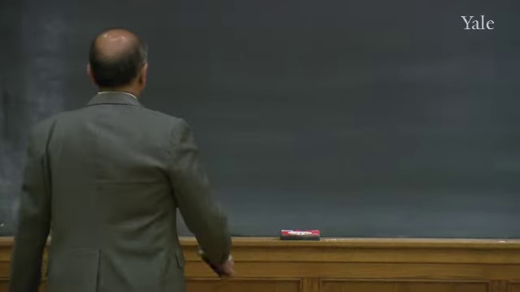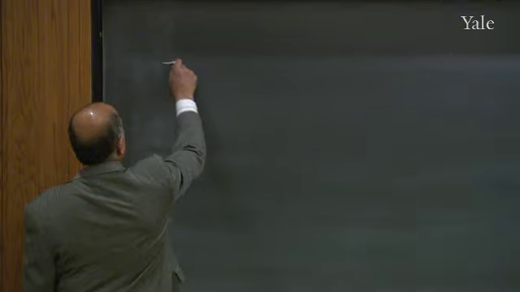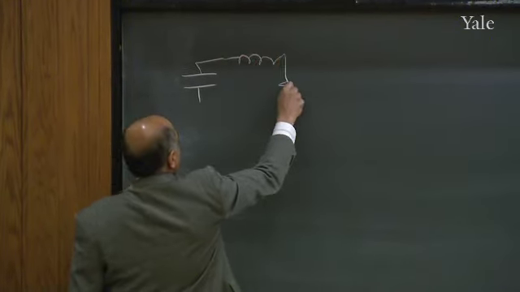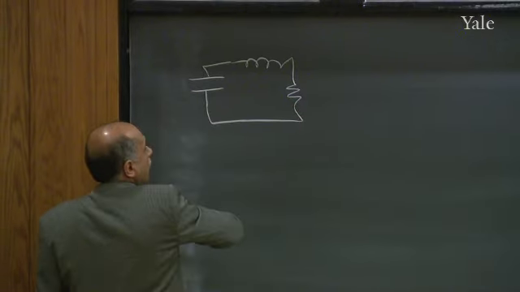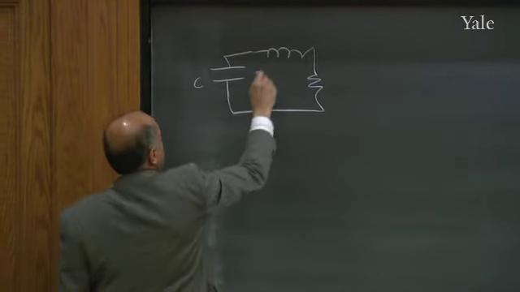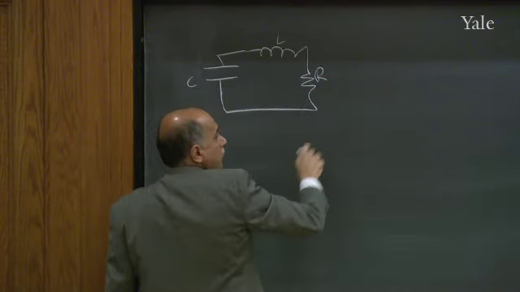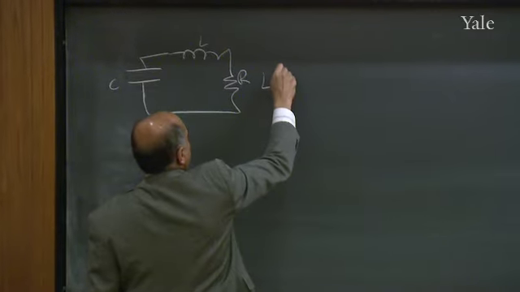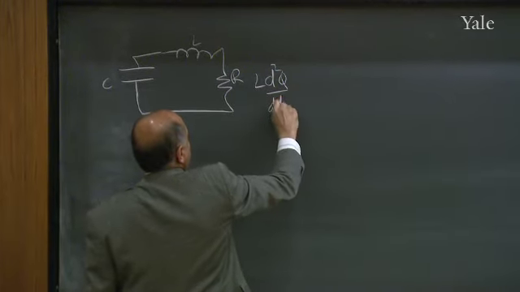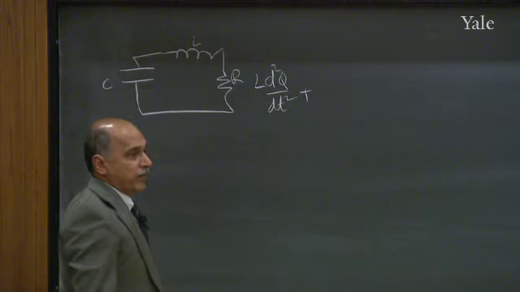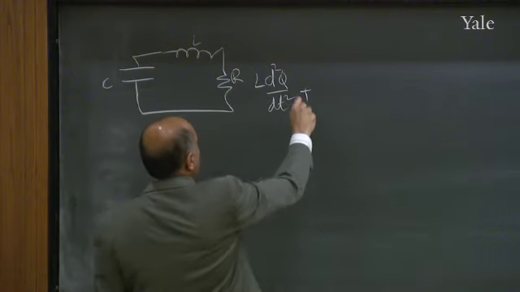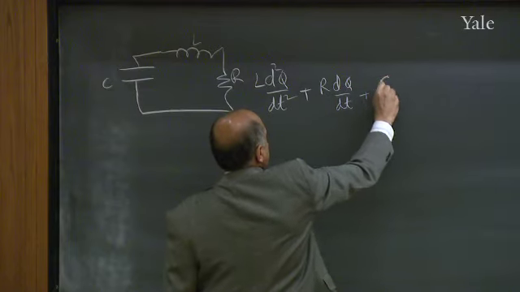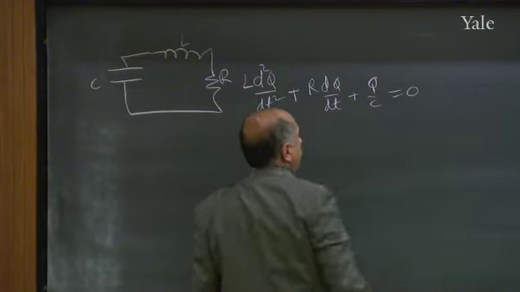Good. Now for the more realistic problem. The realistic problem has got a capacitor, an inductor, and a resistor, and no other power supply. The equation obeyed by this one will be L d2q over dt squared. That stands for L di/dt plus R dq/dt plus q over C equal to 0.